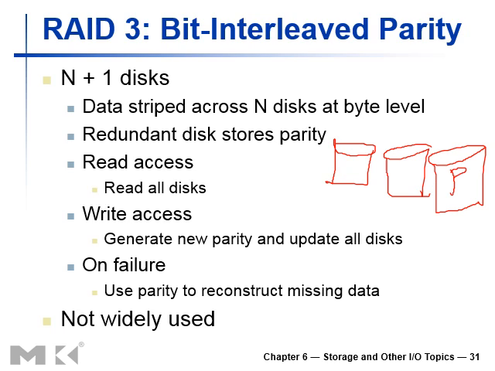For example, these are the data disks 1 and 2, and we've got another disk to store the parity of these 2 disks. So what we do is strip the data across n disks at byte level, and the redundant disk stores the parity of the data. We read all the disks in order to access, and we generate new parity whenever we have to update the data. And upon failure, we use parity to reconstruct the missing data.